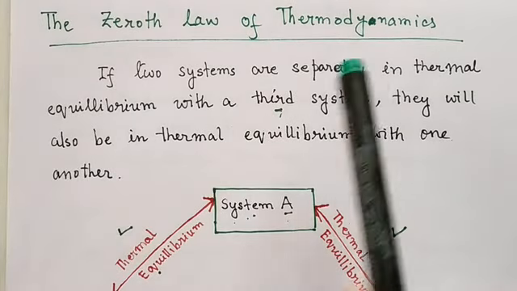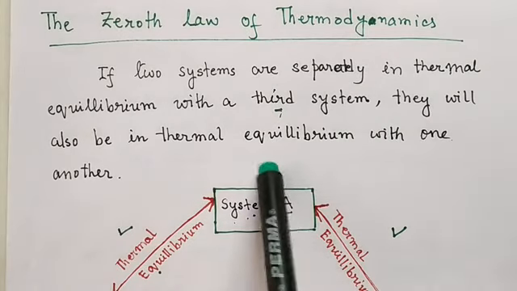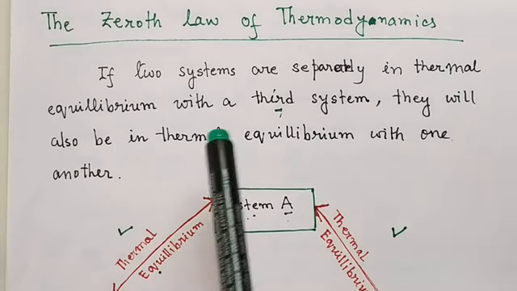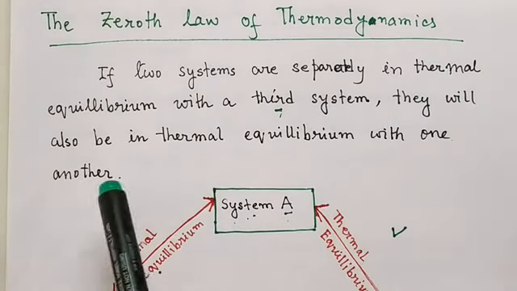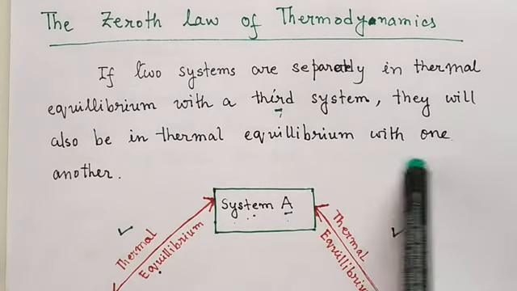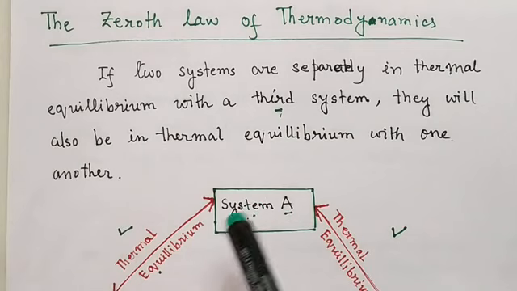So the zeroth law of thermodynamics helps us to define the temperature, or gives us the concept of temperature. According to the zeroth law of thermodynamics, if two systems are separately in thermal equilibrium with a third system, then they will also be in thermal equilibrium with one another. Thermal equilibrium means there will be no heat transfer or heat flow between these systems.